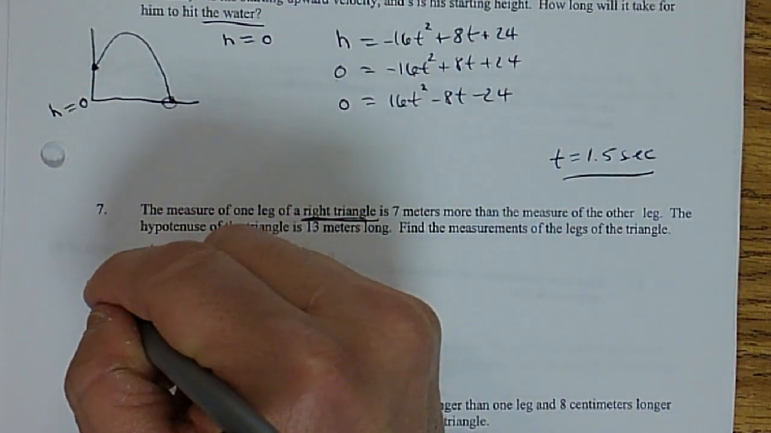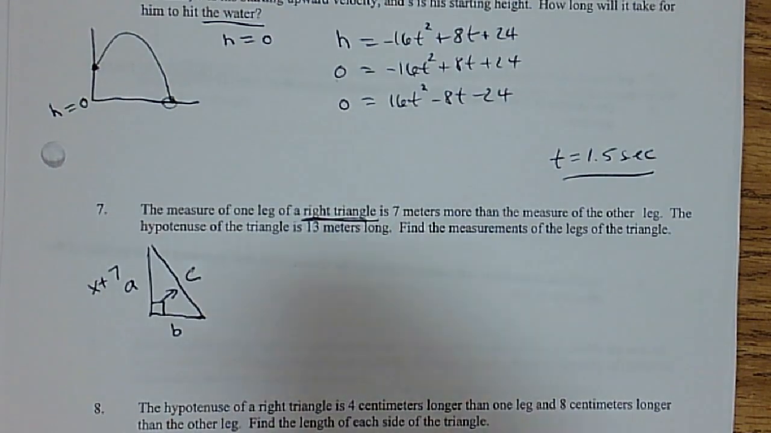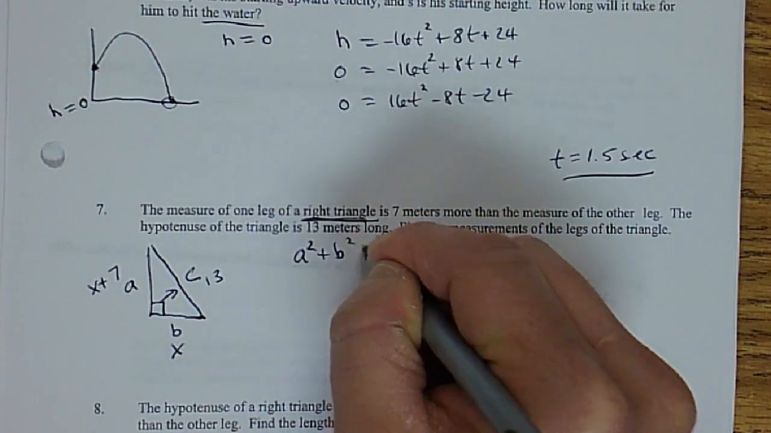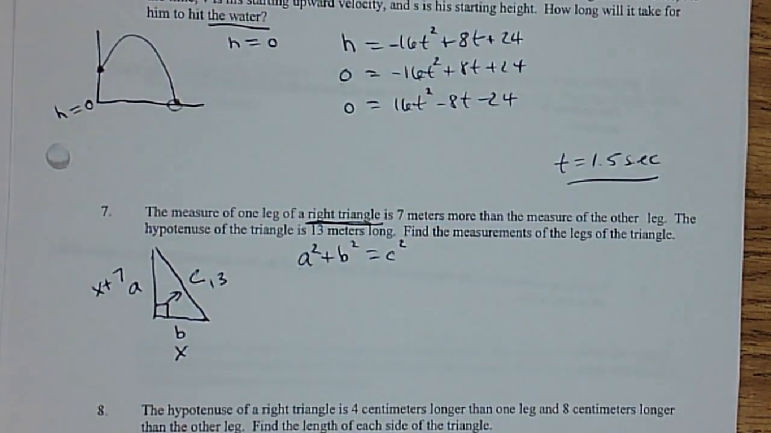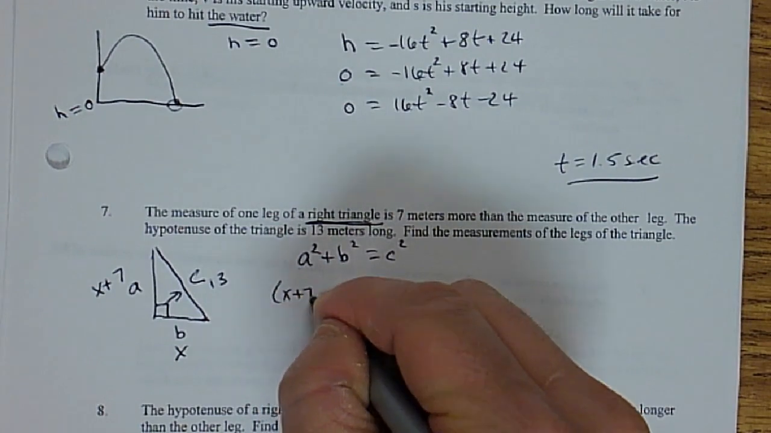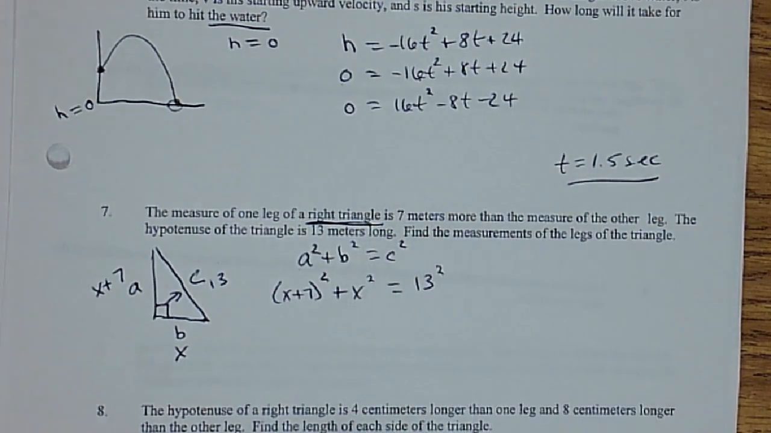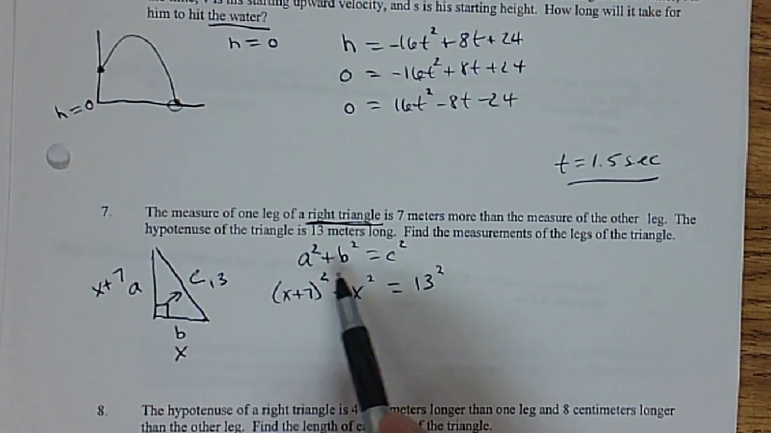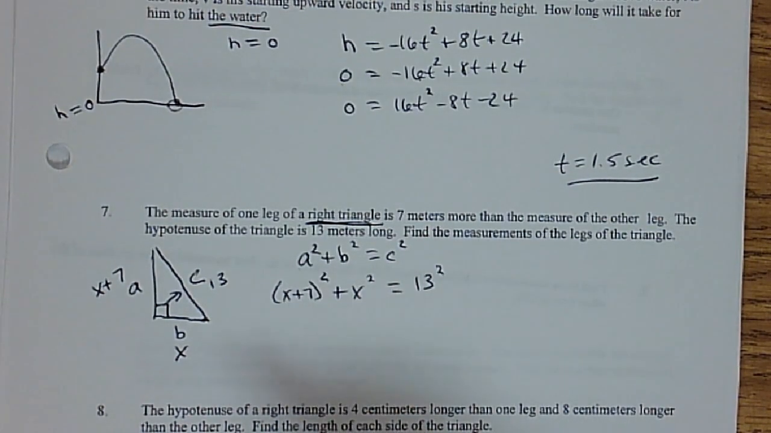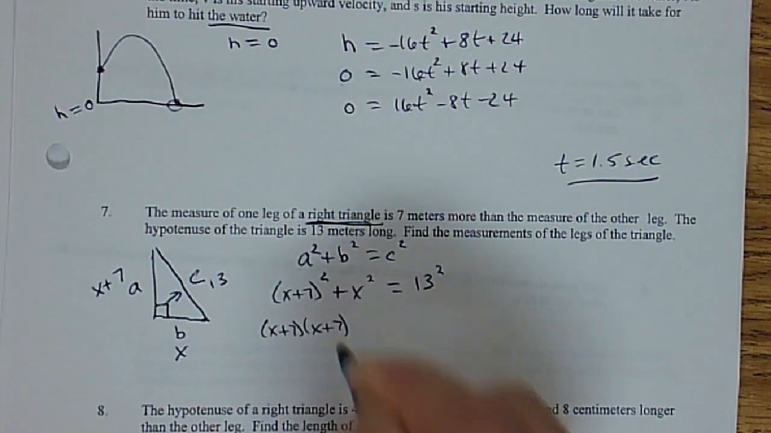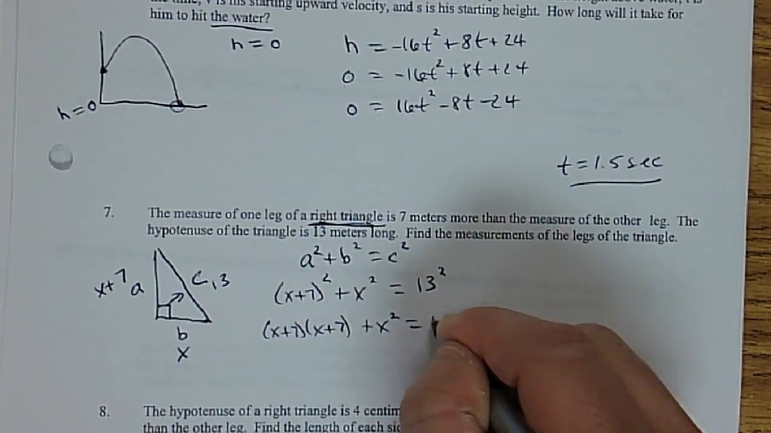So maybe I'll call this one x plus 7. I'll call this side x. And I'll call this one 13. That's your hypotenuse. Using my a squared plus b squared equals c squared, my Pythagorean theorem, let's put in our values. X plus 7 squared plus x squared equals 13 squared. Now be careful with this guy, don't just distribute your exponent. It's not power of a power here. You actually have to write x plus 7 expanded out, plus x squared equals 169.